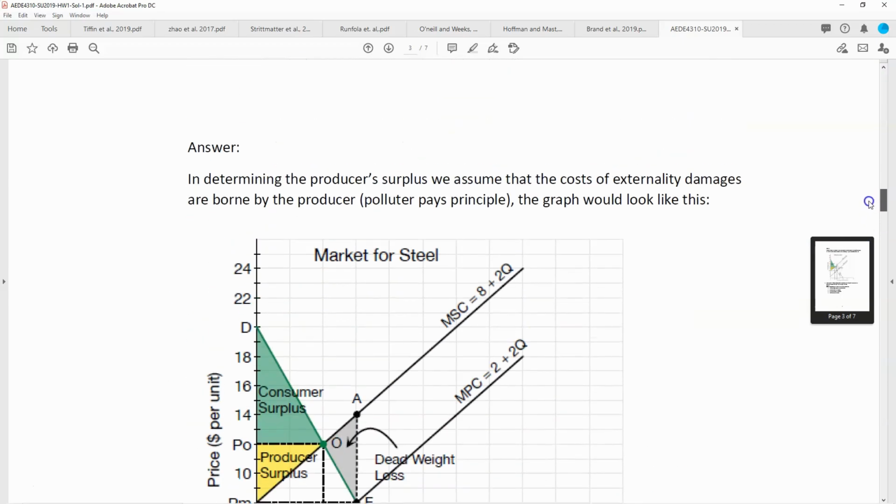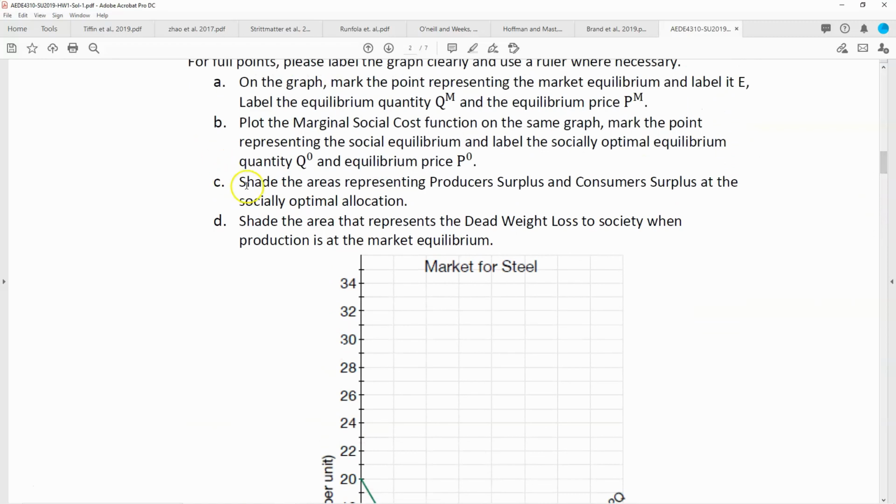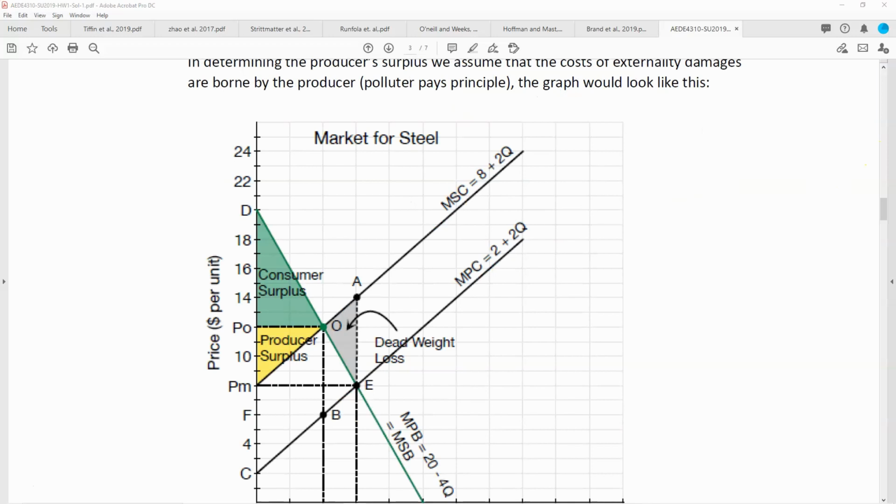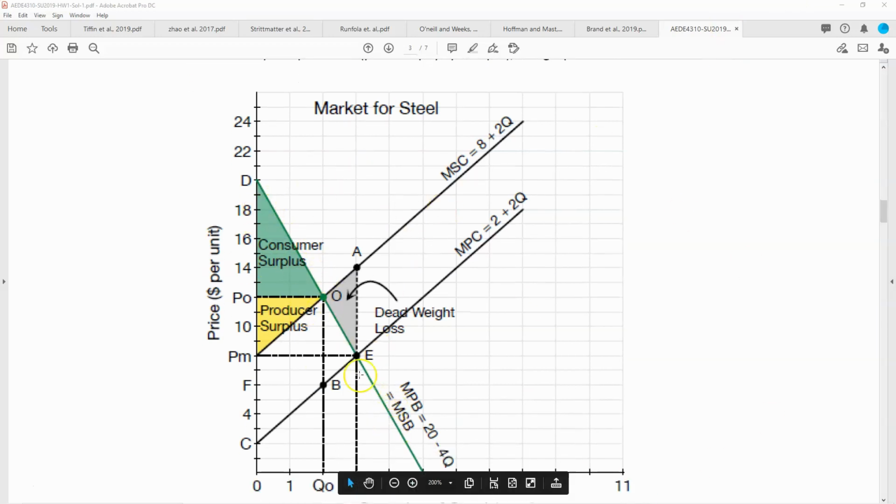And for question C, shade the area representing producer surplus and consumer surplus at the socially optimal allocation. Again, the consumer surplus would be the area under the demand curve, and the producer surplus would be the area above the supply curve. And in this case, the demand curve, we also call it the marginal private benefit curve, and the supply curve, we call it the marginal social cost curve.